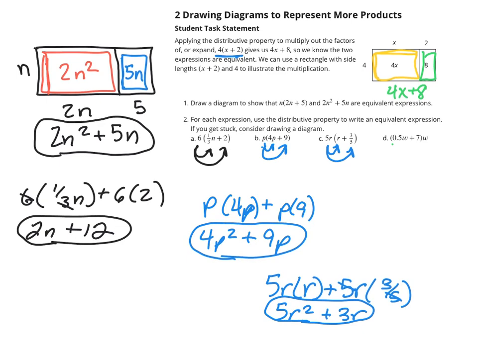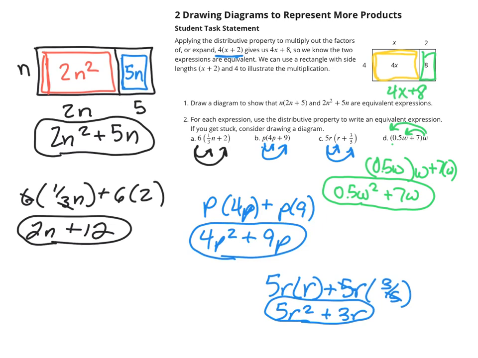Here I have parentheses with something on the outside to the right. Okay, that really doesn't matter. I can still distribute through. I'm just going to go that way. So I have 0.5w times w plus 7 times w. So that gives me 0.5w squared plus 7w. Collect anything that's the same, which is nothing, and you're done.